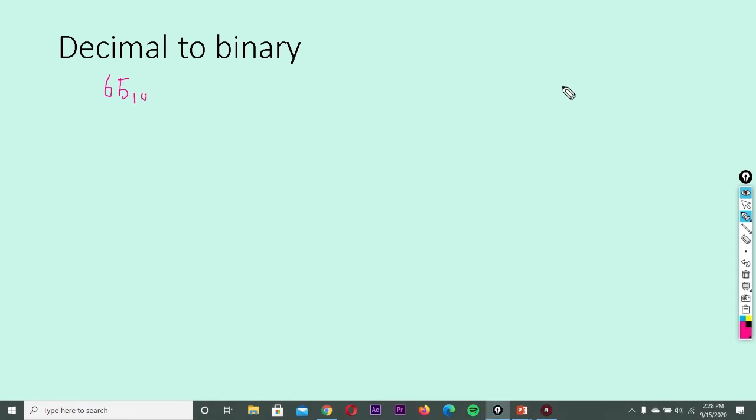So first step is we have to write all the powers of 2. So 2 power 0 will be 1, 2 power 1 will be 2, next 2 power 2 will be 4, next 8, and then 16, 32, 32 into 2 will be 64. So next power will be 64 into 2 will be 128. But we have to stop till this. Why? The power should be lesser than or equal to the given number.